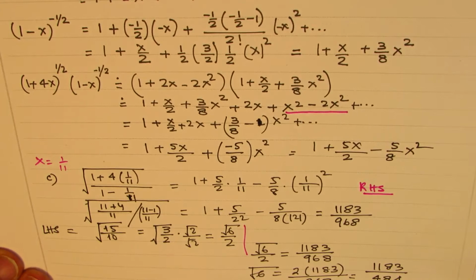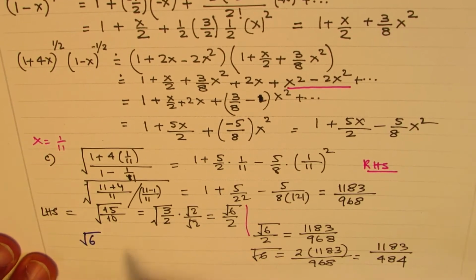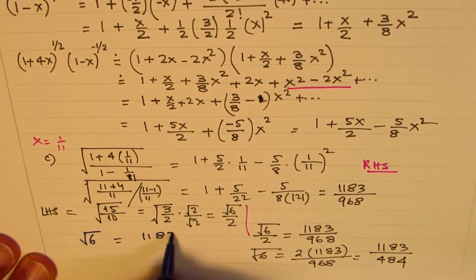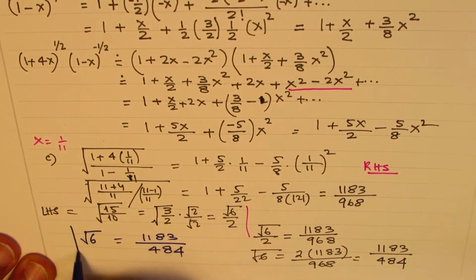So we get our solution for square root of 6 as, let me write down here clearly, square root of 6 is basically equal to 1183 over 484. Clear?